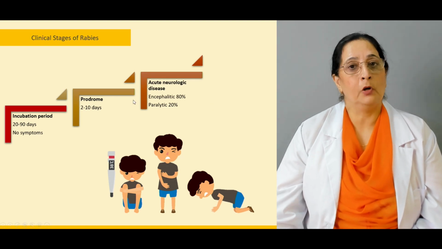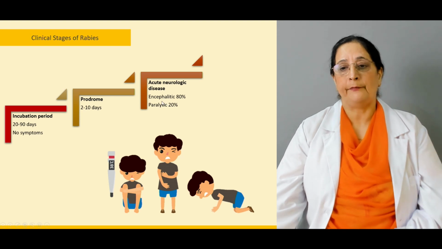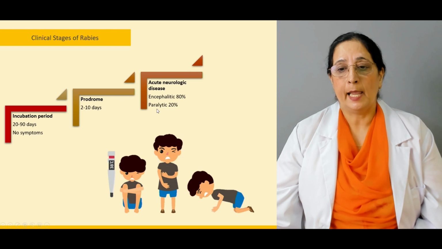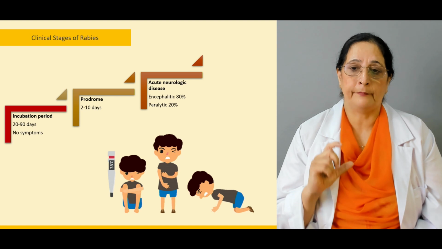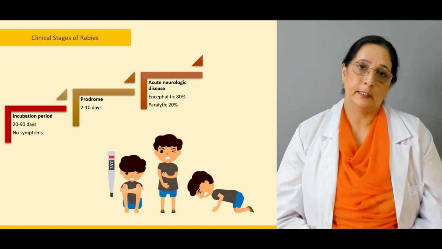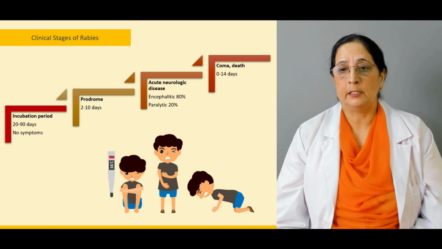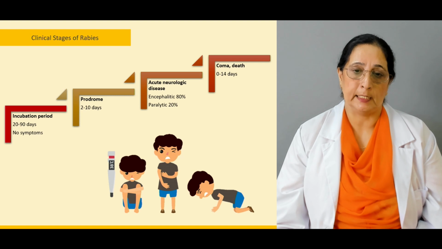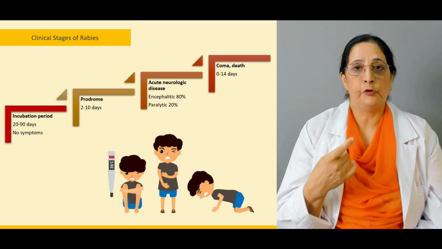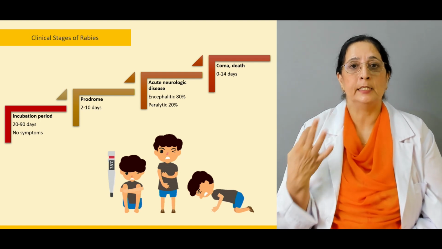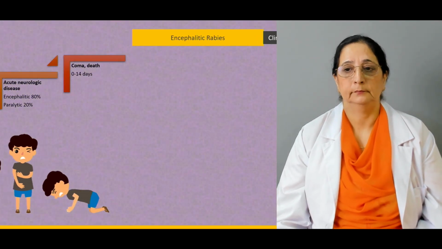Next, acute neurologic disease. Encephalitic is 80% and paralytic 20%. So 80% of the cases are encephalitic and 20% are paralytic. And then coma or death is 0 to 14 days. So all these are the stages: incubation period, prodromal stage, neurologic stage, and the stage of coma and death.